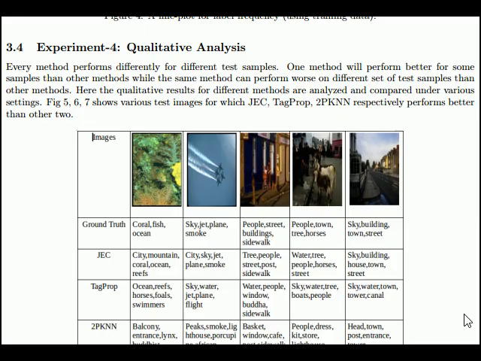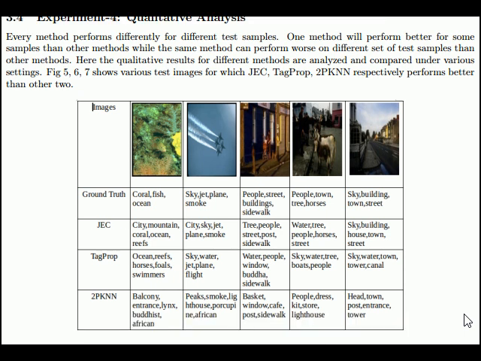In experiment 4, we are analyzing the performances of the above three algorithms qualitatively. That is, we have taken out test images for which JEC is performing better than TagProp and 2pKNN. In this figure, it is clear. Let's take the example of image 2. The ground truth label contains sky, jet, plane, and smoke. The JEC algorithm is able to predict all four labels correctly, but the other two algorithms are failing badly for this picture.